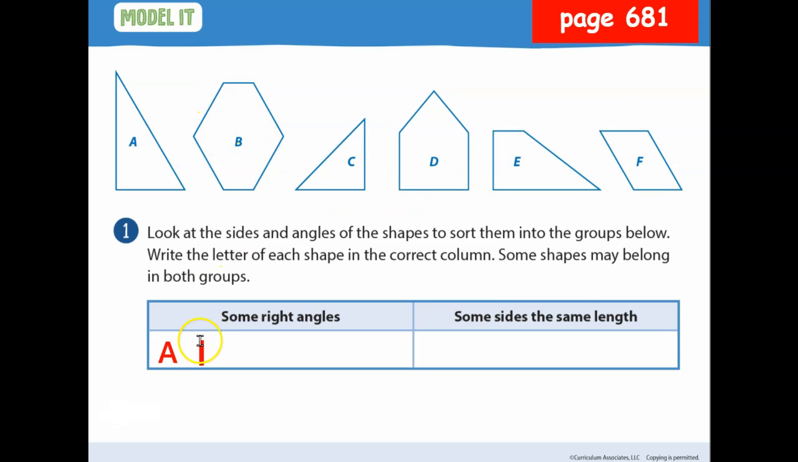Okay. How about letter B? Does shape B have any right angles? No. Does shape B have some sides that are the same length? Yes, the opposite sides. That means the bottom is the same length as the top. These two right here are the same, and then these two are the same. So yeah, B does. How about shape C? Does it have any right angles? Yes. Are any sides the same length? Actually, yes. This side right here is the same length as this side. So C would go in both categories.